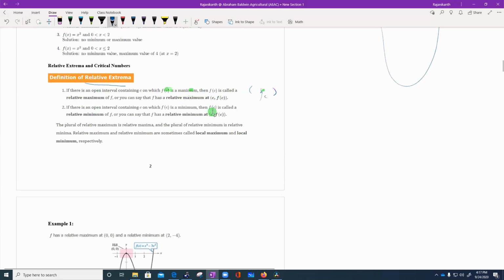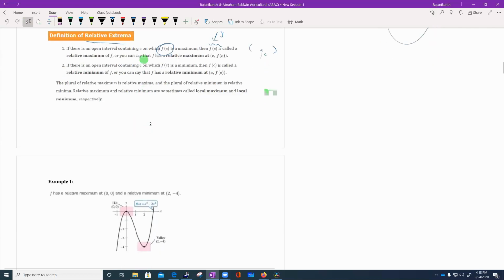Then if you find one maximum value inside, that maximum value f(c) is called, remember why this is a maximum value? We are looking for the y value, right? Maximum or minimum values mean nothing but the y value, the function value. So the function value is called a relative maximum if the function has a maximum inside the open interval. For example, if I draw a picture like this, say this is the maximum point you will get inside.